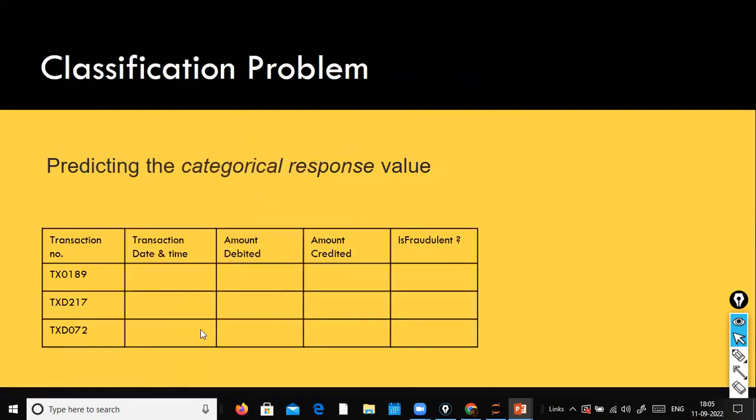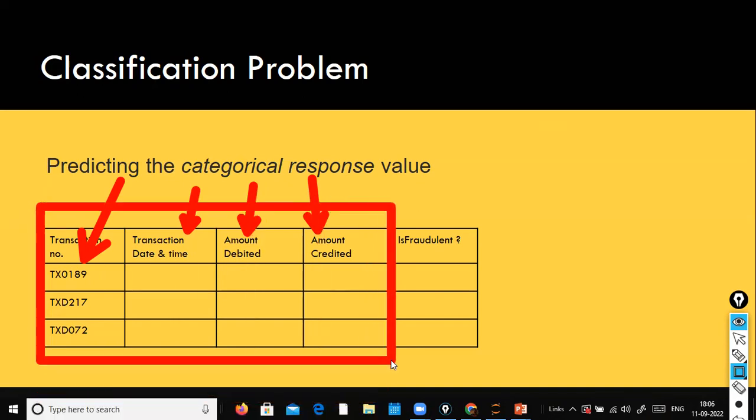So for example, this is the given data set, and this is your bank transaction data. Given this information, let's say the transaction number, transaction date and time, amount debited, given these four features, we want the model to predict the class label or the categorical outcome, so whether this transaction is fraudulent or not. The model has to predict and say yes or no, in which category each transaction falls into.